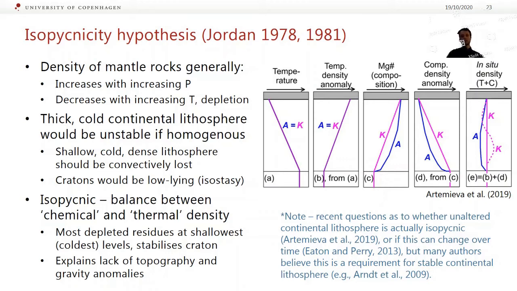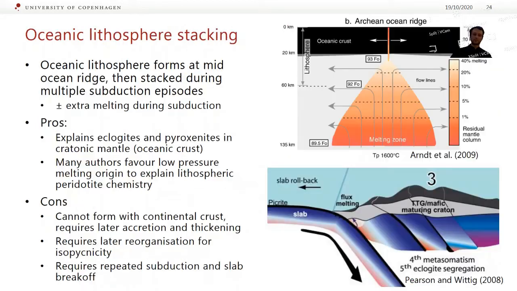There have been some recent questions as to whether continental lithosphere is actually isopycnic or just in some specific areas, or even whether if you have a continent that's isopycnic now, would it still be isopycnic in the ancient past, or does this change over time? But a lot of people do believe that this is a requirement for stable continental lithosphere, so I'm teaching you it, and yeah, make what you will of it.